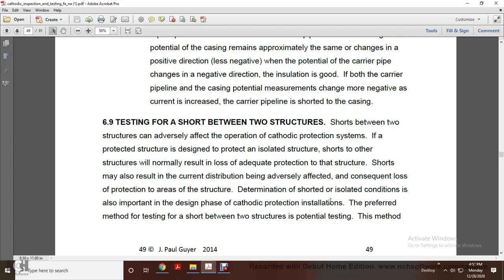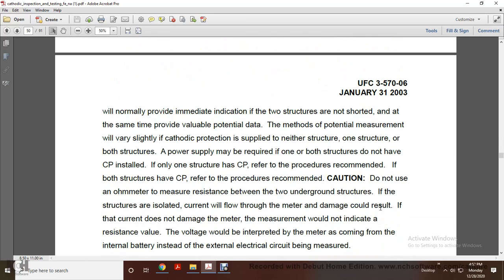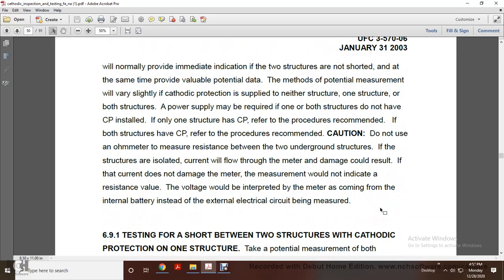In the design phase of a cathodic protection installation, the preferred method of testing for shorts between two structures is potential testing. The method will normally provide an indicator if the two structures are not shorted, but at the same time provide valuable potential data.